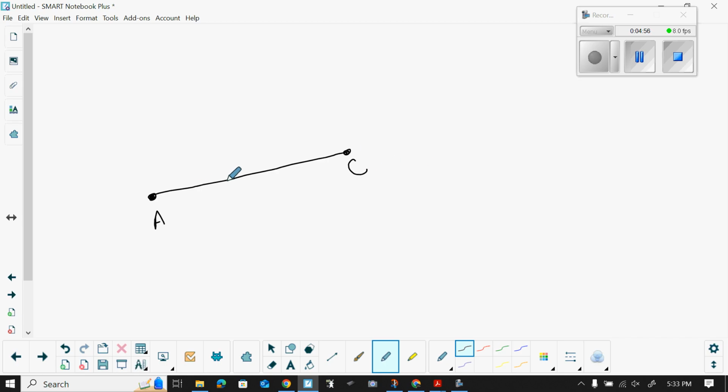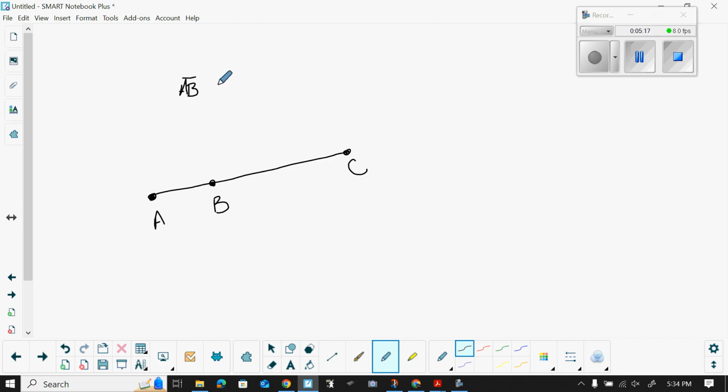Now let's put a point somewhere here, not exactly in the center, but a little bit off to the side. We'll call it point B. We can now label some things. So this segment right here, this line that my pencil is pointing to, would be called segment AB. You put a line over it when you're talking about it, segment AB.